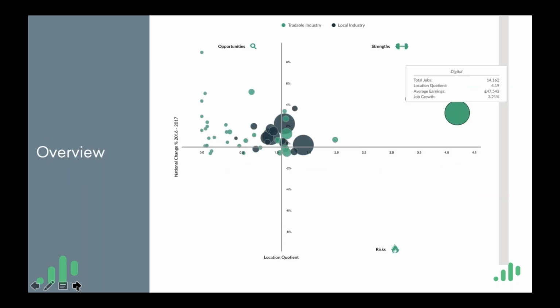So, very similar to the table we saw earlier. Here you can see the opportunities, strengths and risks, and the tradable and local industries and how they're represented within another anonymized region. And you can see here on the far right hand side we've got an outlier, which is digital, with a total number of jobs of 14,100, a significant location quotient of over 4, and significant job growth nationally, projected at 3.2%.